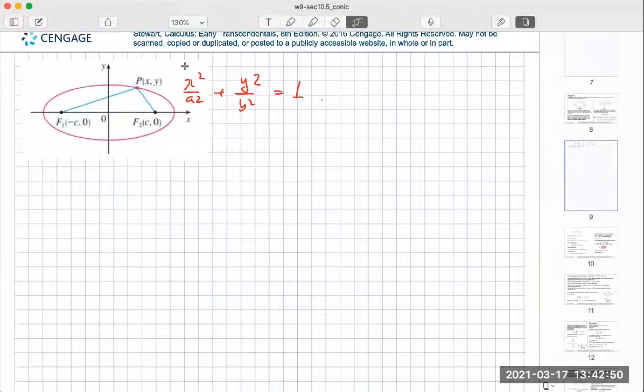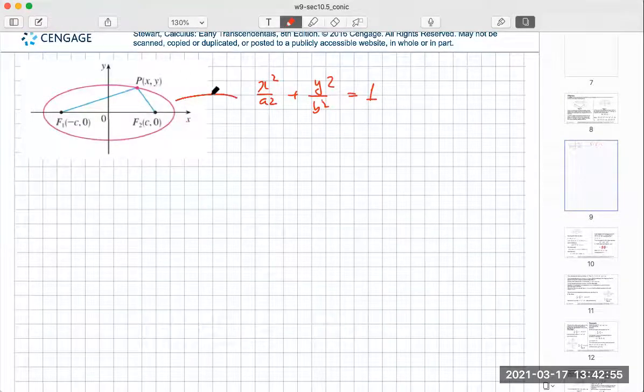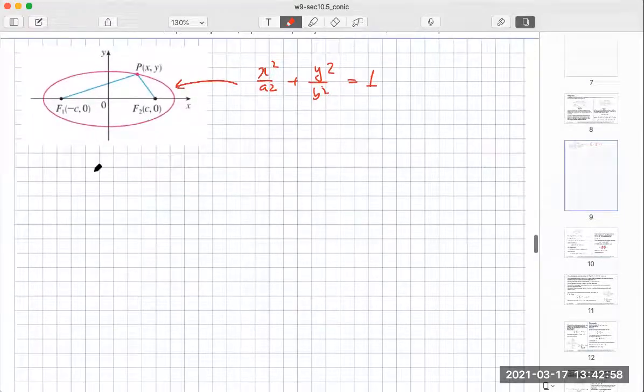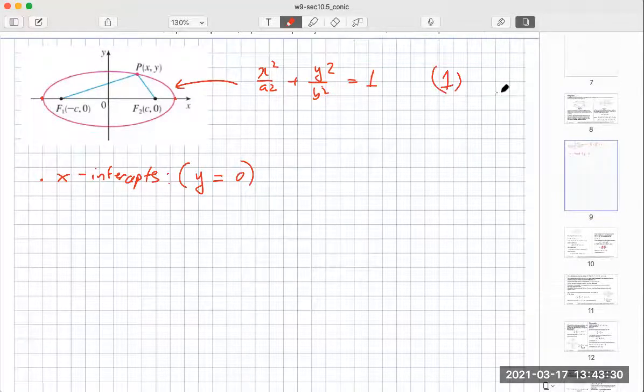Now, this is the equation of this ellipse, right here. So let us find the x-intercepts and y-intercepts of this equation, okay? The x-intercepts mean where it cuts the x-axis. In the graph, it will be this point, right? It means that y will be 0, right? We plug into this equation. Let us call it equation 1.